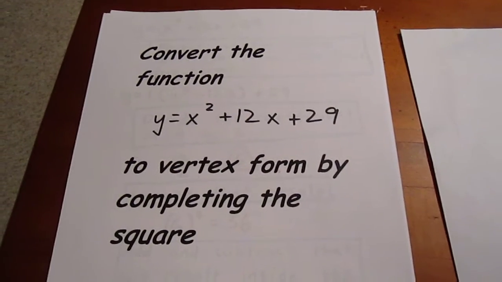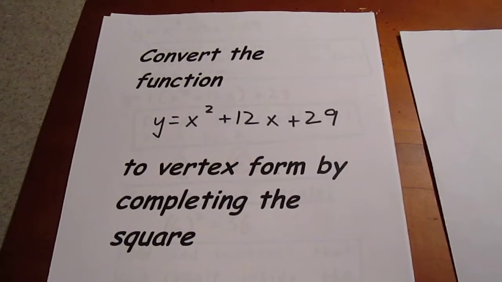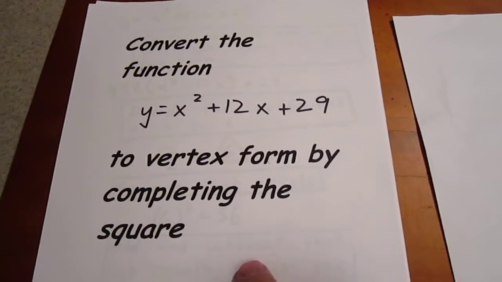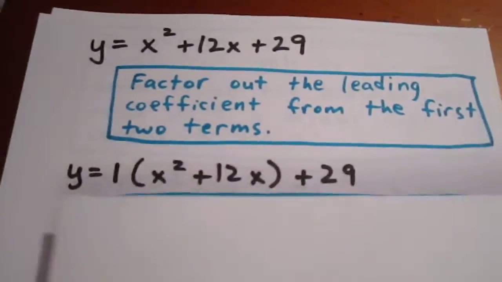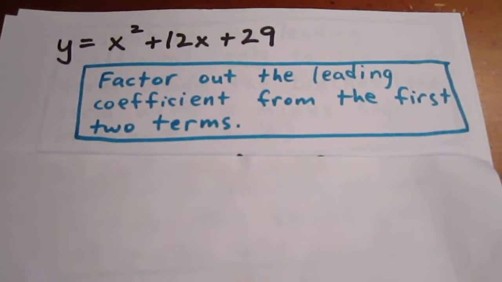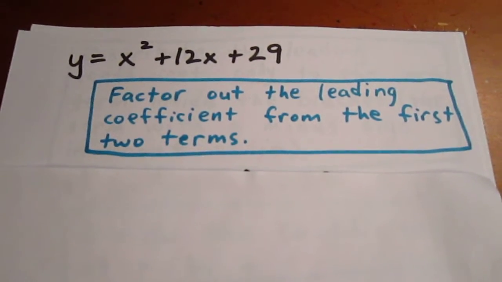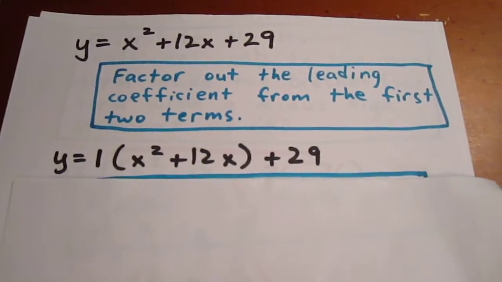We'd like to convert the function y equals x squared plus 12x plus 29 to vertex form by completing the square. Well, the first thing we do is we factor out the leading coefficient from the first two terms. That leading coefficient is 1, so not much happens there. We just have x squared plus 12x.